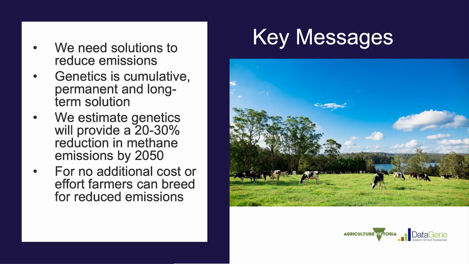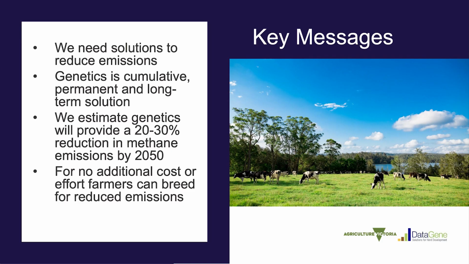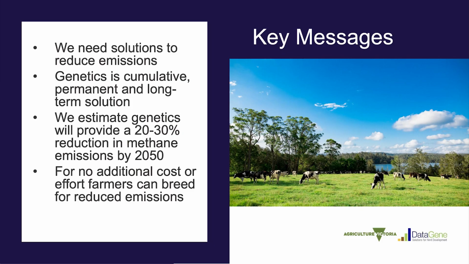So, genetics is cumulative, permanent, and a long-term solution. So it is a really good way of tackling the issue. We think that genetics will provide about 20 to 30% of the reduction in methane emissions by 2050, so it is a massive opportunity there. And I think the real beauty of genetics is that it doesn't really require any change in practice. It just means that we make a better choice in terms of the ram or bull that we use to create the next generation. So thank you very much for your attention.